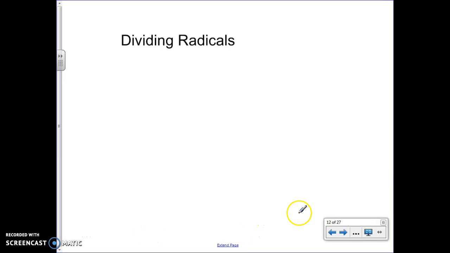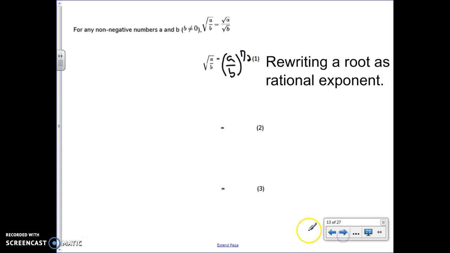Hey guys, so this next one we're going to be looking at the idea of dividing radicals. So if you look on the first page of your notes, you guys notice you have a diagram that looks like this. We're trying to show why the square root of a over b is equal to the square root of a over the square root of b.